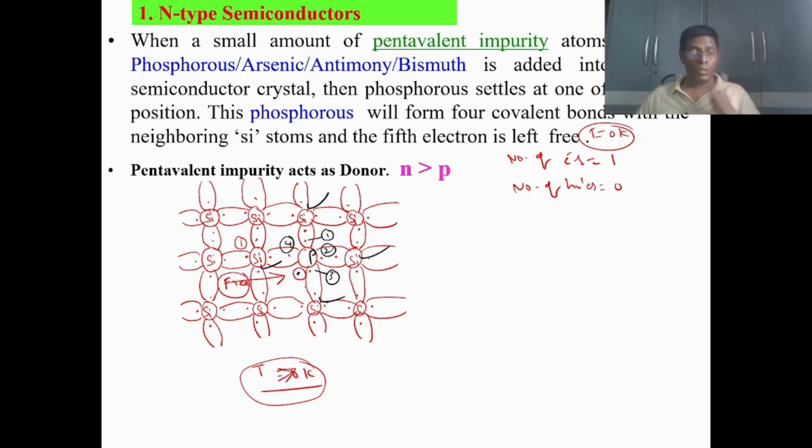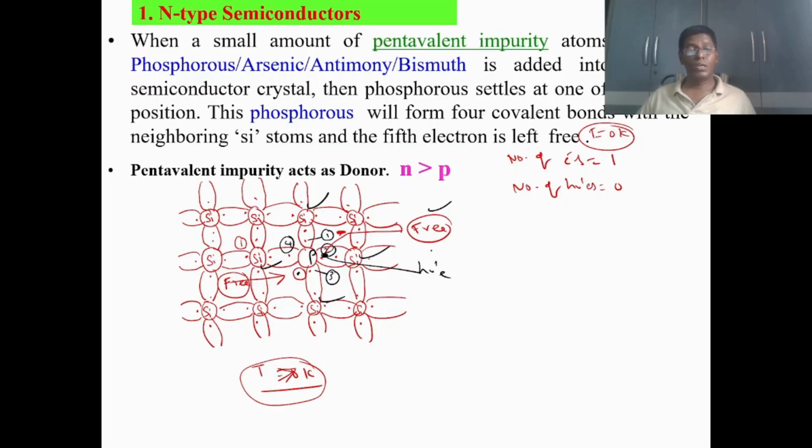Whenever it happens, what happened here? One electron becomes free from the bond. This electron is moving out of the bond. Now whenever an electron moves out of the bond, the electron's place migrates to a new location. This is called a hole. Now we can observe the formation of one more free electron.